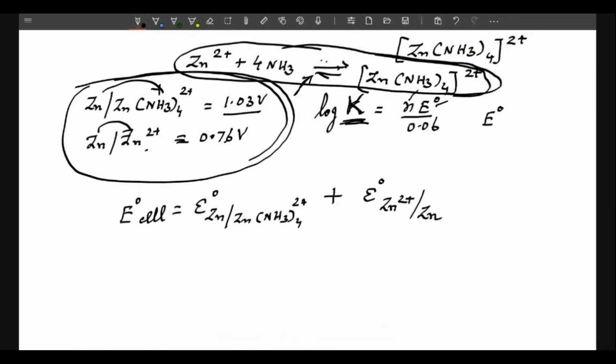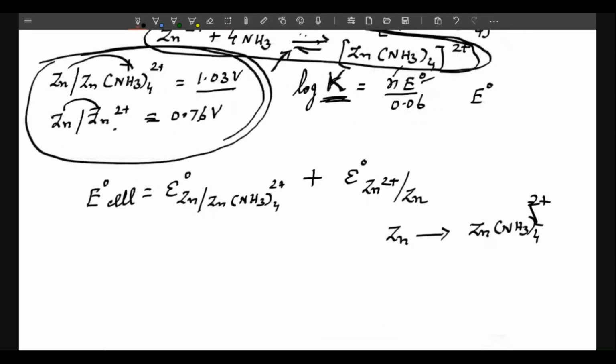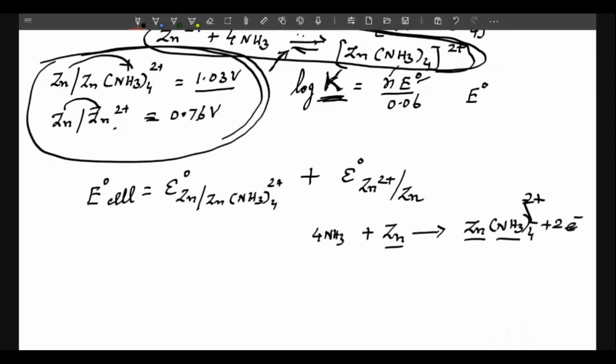Now, shall we write the electrode potential equation, the oxidation. Zinc is converted into Zn(NH3)4 2+. Now balance the species present. One zinc, 4 ammonia, therefore add 4 NH3. And then balance the charge. 2+ is here, therefore you should add 2 electrons. On the product side, 2 electrons are there, therefore it is oxidation potential.